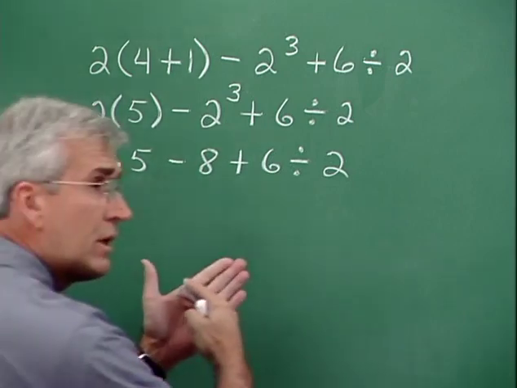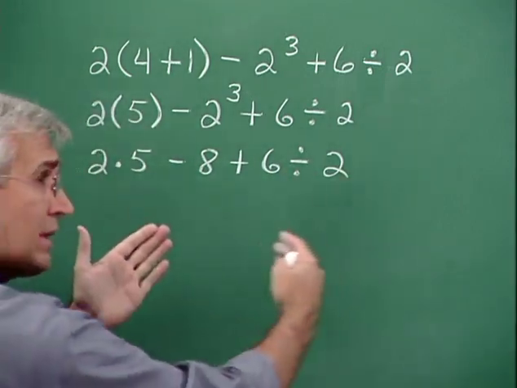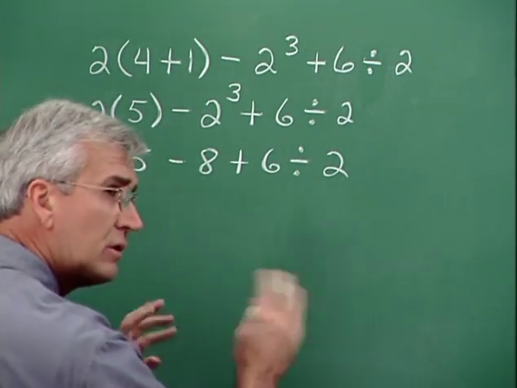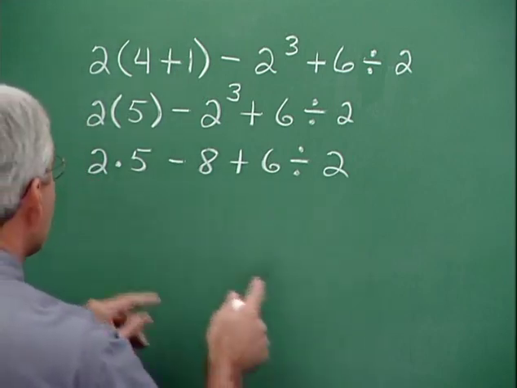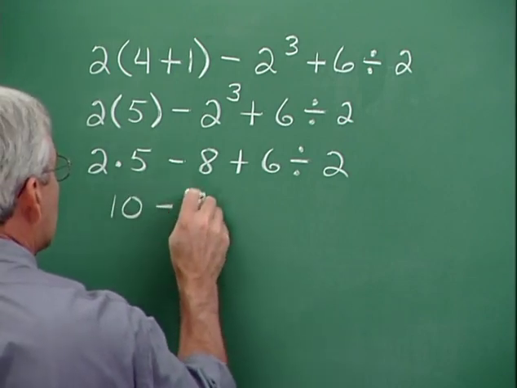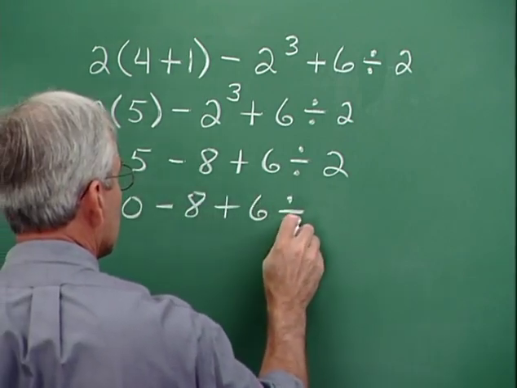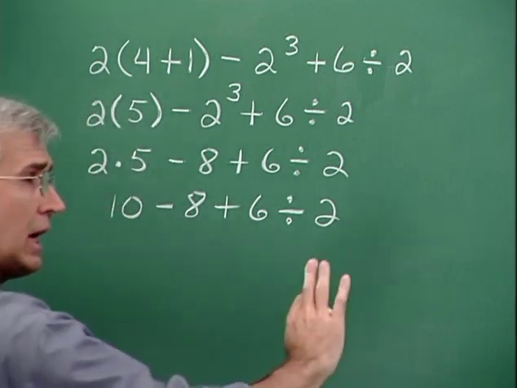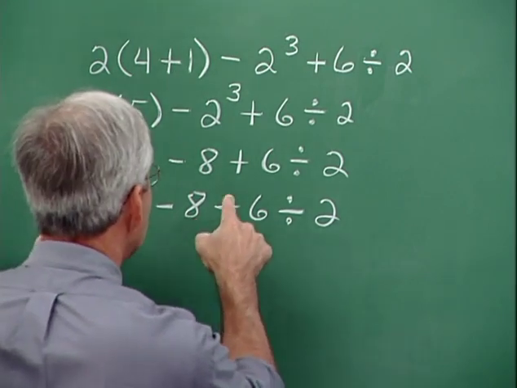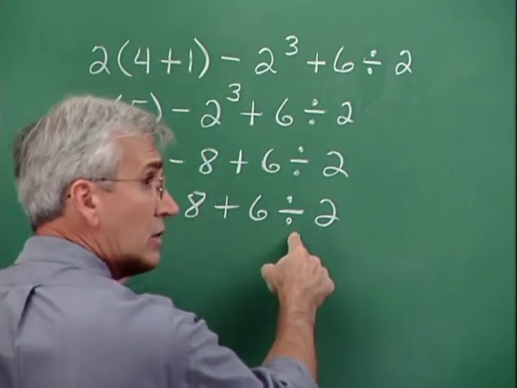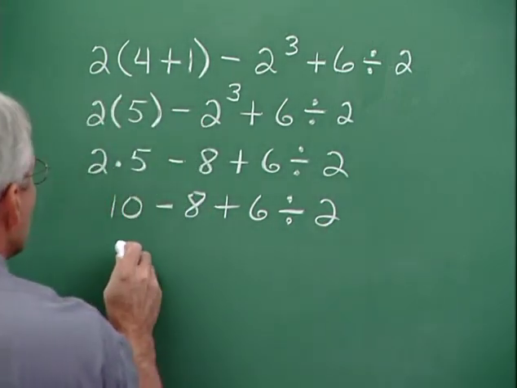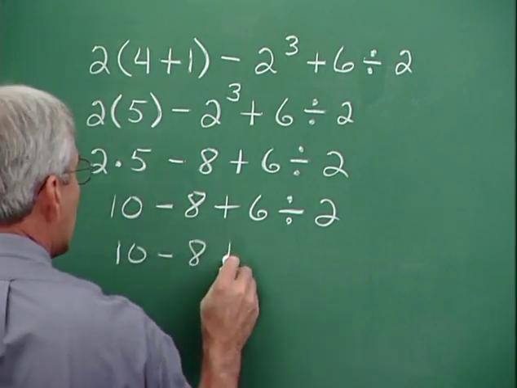Now, we've finished with symbols of inclusion. We've finished with exponents. The next item in the order of operations is multiplication and division, whichever comes first, from left to right. So from left to right, 2 times 5, 10. Again, multiplication and division from left to right. 10 minus 8, that's not multiplication or division. Plus, that's addition. Oh, here's division. All right, let's perform this task. It's 6 divided by 2. That would be 3. So we have 10 minus 8 plus 3.